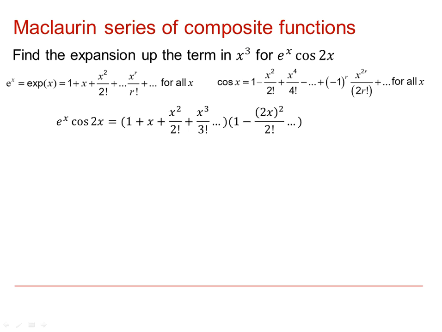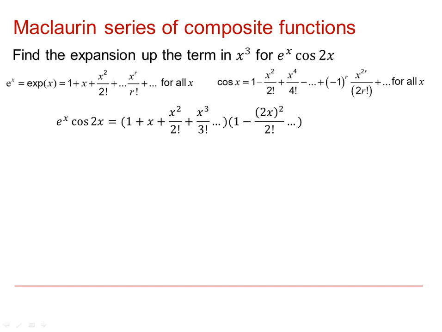Now remembering that we've got cos 2x, then in the second expression you see there that we've substituted 2x for x in the formula for the cosine of x. So we've got up to x cubed in the first bracket and up to the x squared term in the second bracket. Now if we do a little bit of calculation on those, then we can simplify.